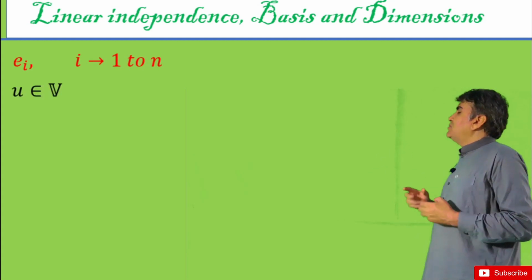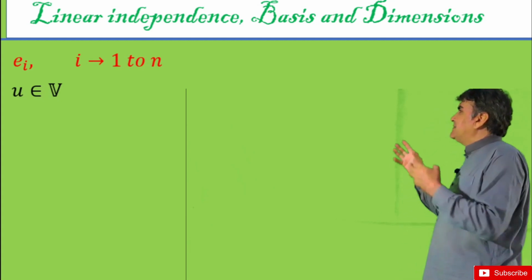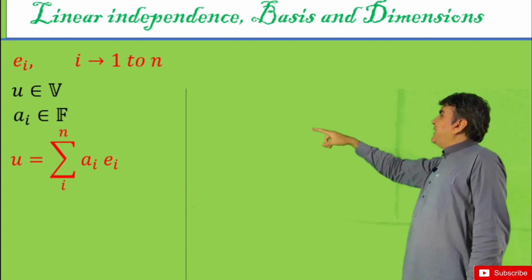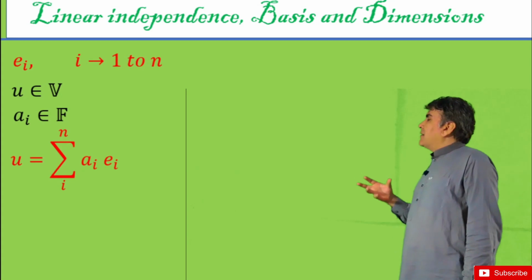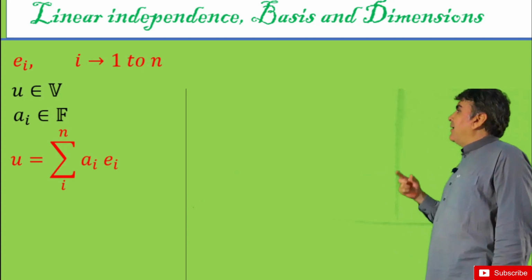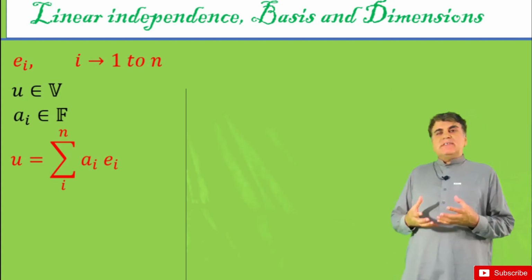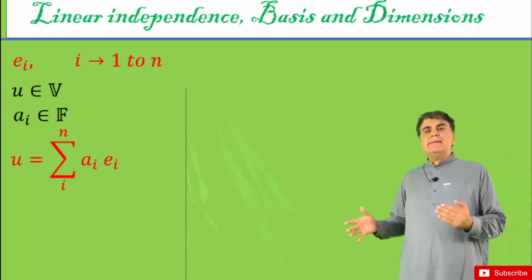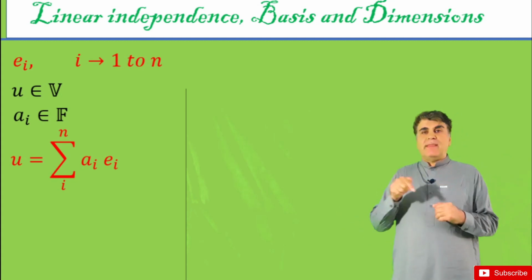Then any element u is expressed as a linear combination of these basis vectors, and we write it as the sum over i of a_i e_i, where a_i is called the component of vector u along the basis vector e_i. How we can extract the information of the component a_i along the direction e_i for a vector is the subject of my next video in this playlist.